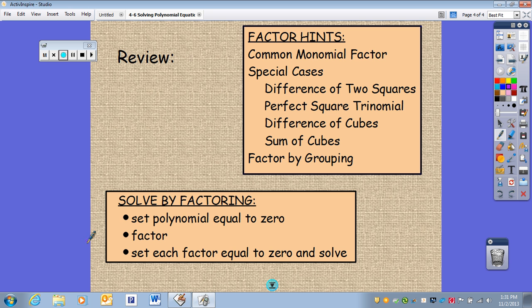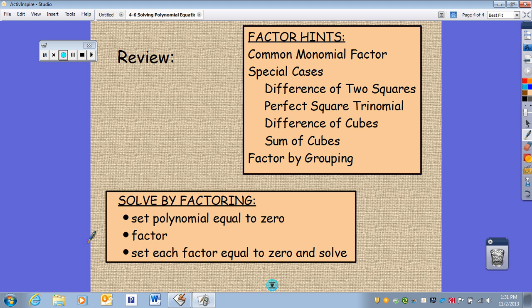So when we're solving, we're going to set the polynomial equal to 0 and factor, and then we're going to solve. Sometimes we might need to use the quadratic formula, and also sometimes if the b value isn't there, we can also solve by simply taking the square root.